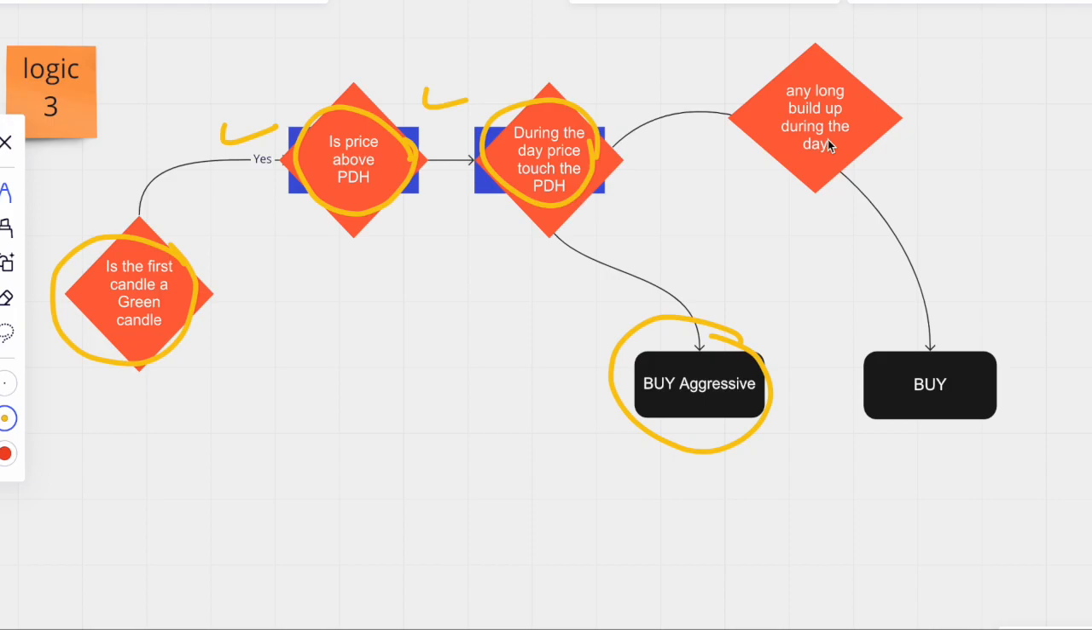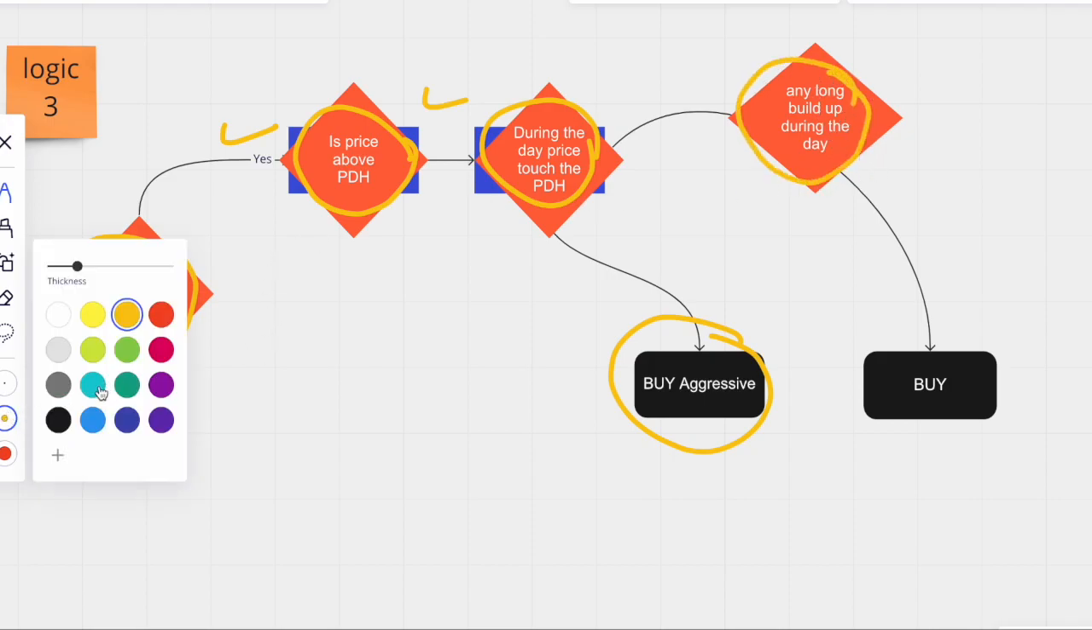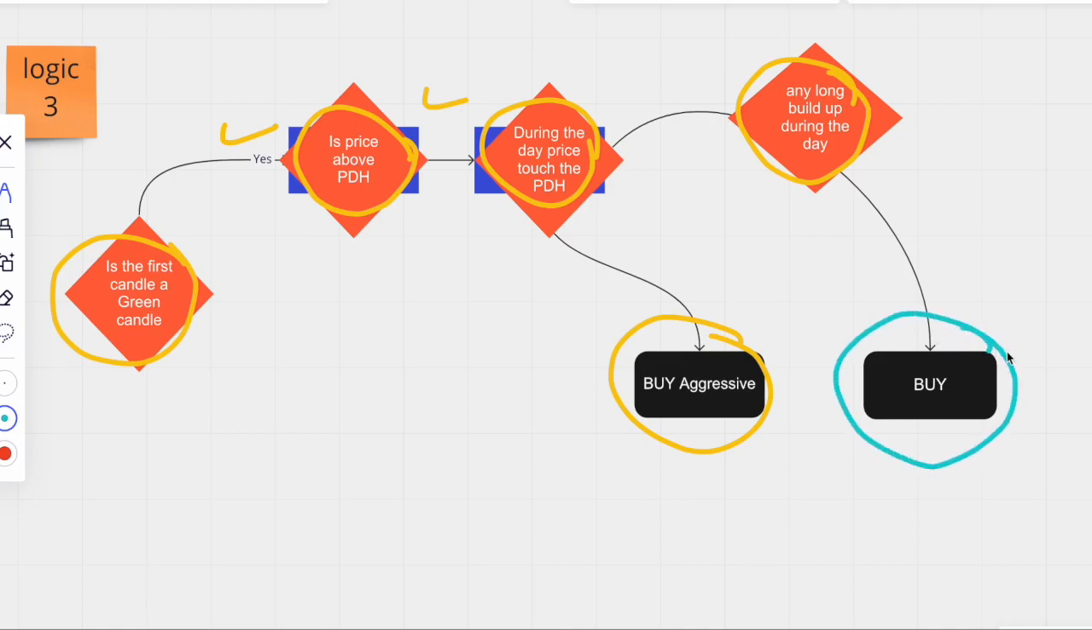And if you want more confirmation, you can even wait for a build up and a punch, and then you can take a trade. So over here this is the previous day high and low. The first candle is a green candle, is above the previous day high. For example, it has opened like this directly, and we want to have the second condition satisfied.